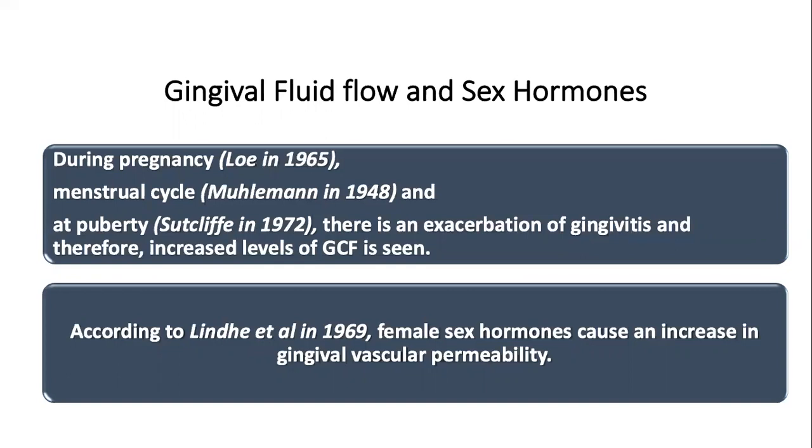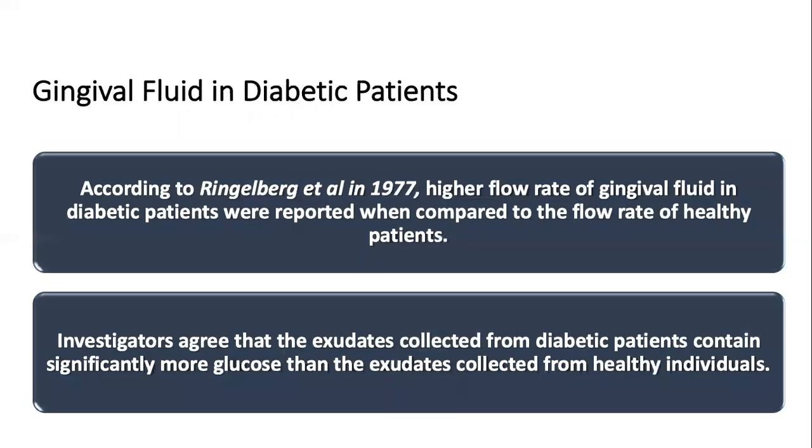During pregnancy, as suggested by Löe in 1965, during the menstrual cycle, by Mulliman in 1948, and at puberty, by Sutcliffe in 1972, there is an exacerbation of gingivitis. Therefore, there will also be an increase in the GCF amount. According to Lindhe et al. in 1969, female sex hormones cause vascular permeability, as I just told you.